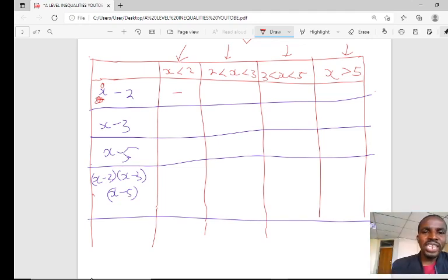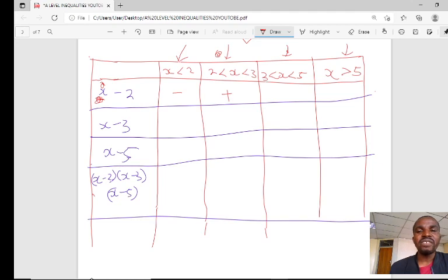Then you move on to the next, the value of x, or the test value, which is between 2 and 3. So you can put, for example, 2.5, which is between 2 and 3. So substitute 2.5 where there is x here. 2.5 minus 2, you get plus 0.5. So the answer will be positive. So you put a positive sign there, right?